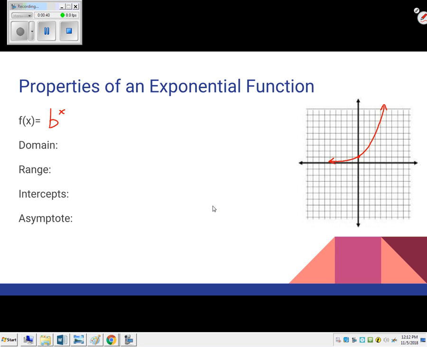Now, on all these that we're going to be doing tonight, as you can see, the domain is going to be from negative infinity to infinity. On this one in particular, though, this one comes down and it almost touches the y-axis. It's really close to it, but it doesn't quite touch it, making it so the range is 0 to infinity. And on the basic parent function, the only time it's going to touch an axis is at the point (0, 1). I think I've already said the asymptote is going to be at y equals 0, or simply the x-axis.